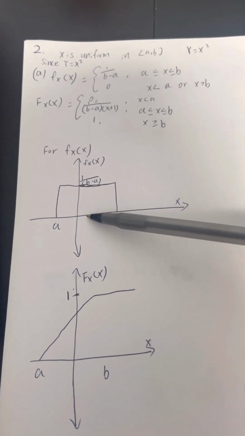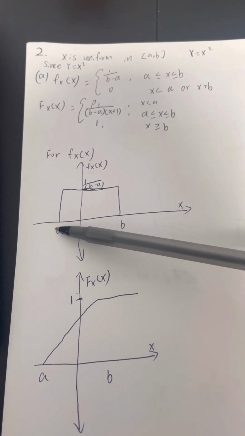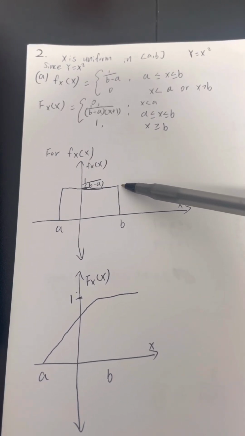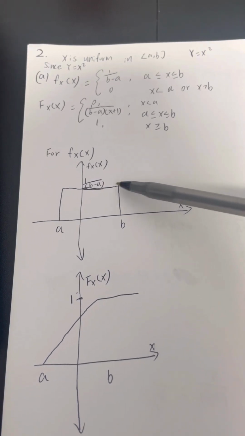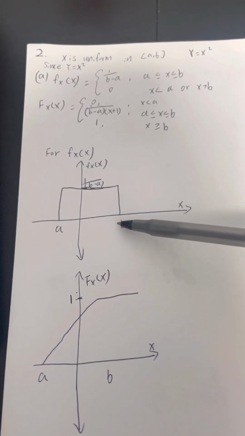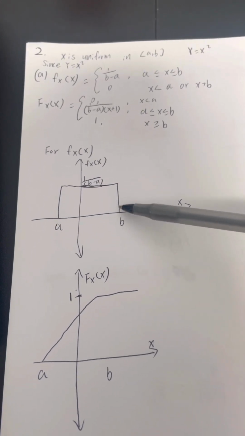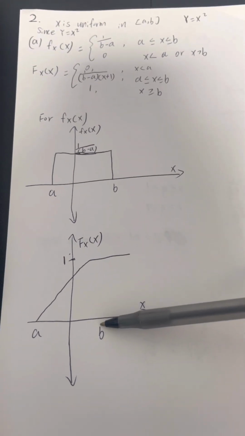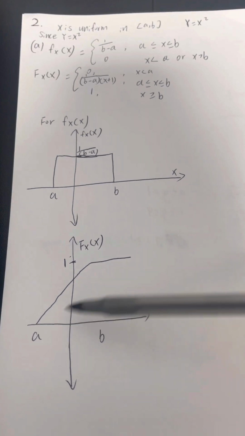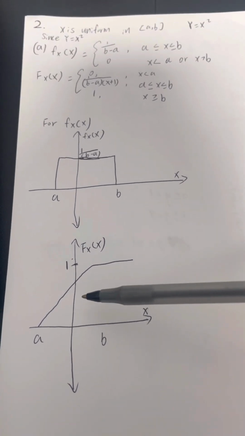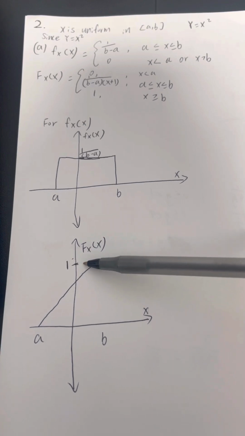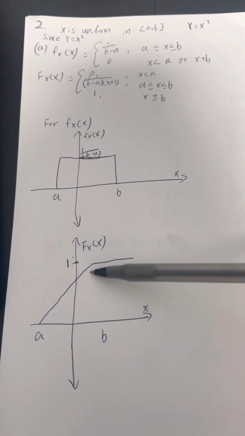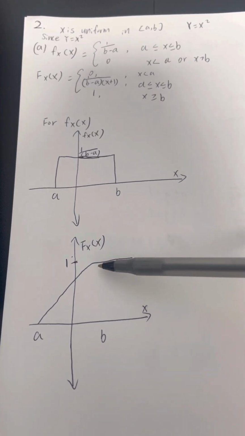So you get a and b as the range, and this line should be when x is greater than or equal to a and smaller than or equal to b, then you get f_X(x) is 1 over b minus a. And the F_X(x) graph looks like this, and the highest point it can get is 1. So when x is greater than b, you get F_X(x) is equal to 1.